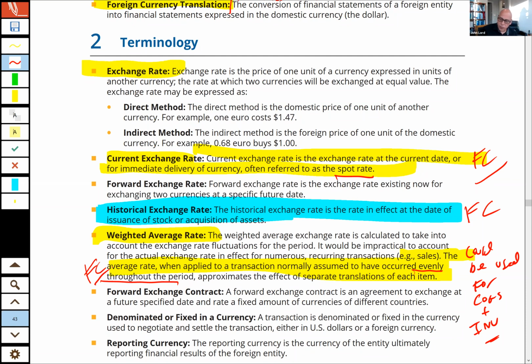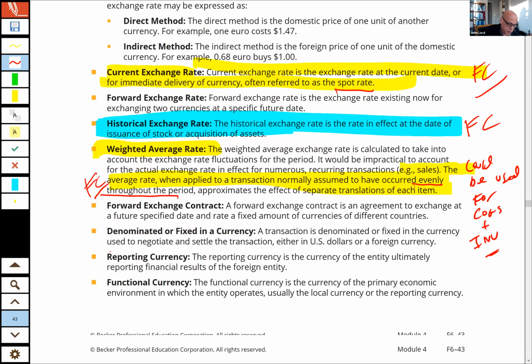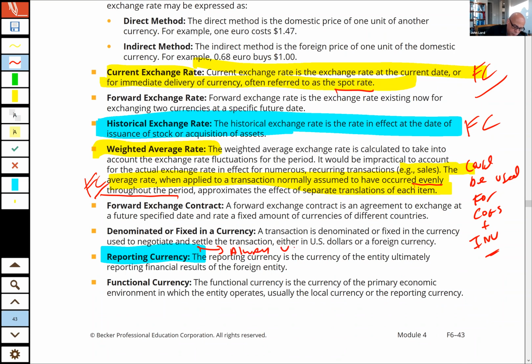Okay. Now, the reporting currency is always the US dollar on the CPA exam. USD is US dollar on the CPA exam. Okay, always the US dollar on the CPA exam.